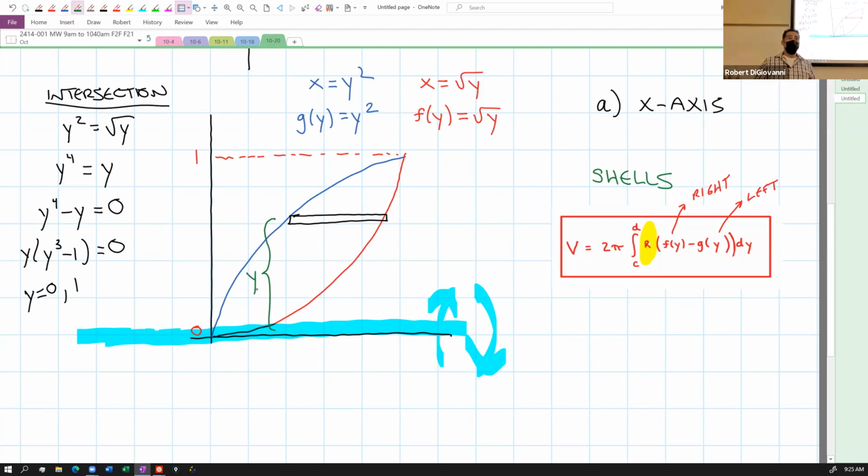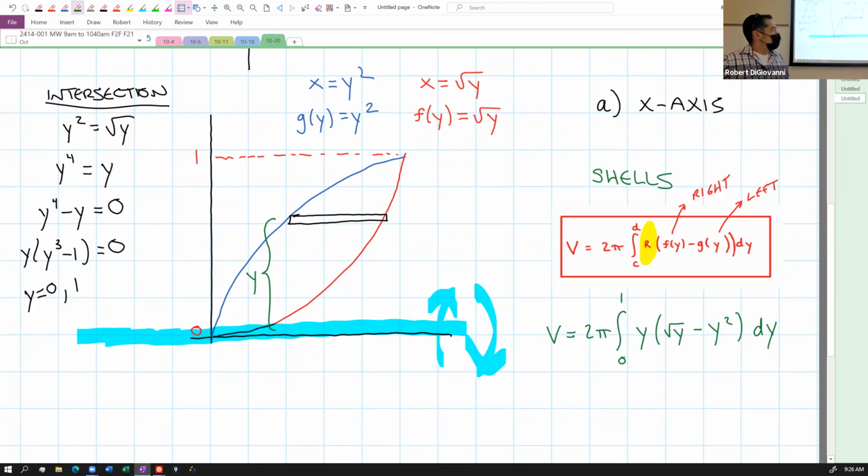So I think we have everything to set up the integral. It's going to be volume is 2 pi integral 0 to 1 of r, which is y, and then the function to the right, which is square root of y, minus the function on the left side, which is y squared, dy. And that's it.